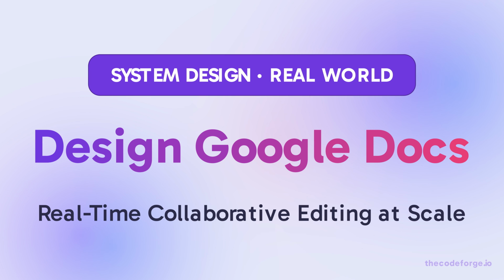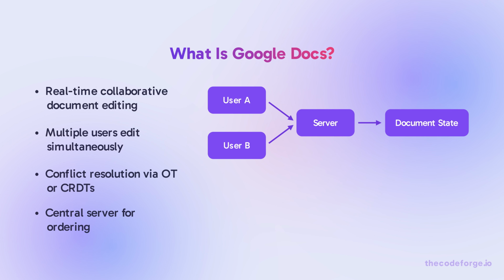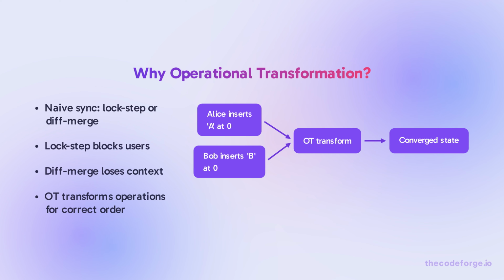Before we dig into that production issue, let's cover design Google Docs. Google Docs is a system that lets multiple users edit a document at the same time. The core challenge is handling concurrent edits without data loss. The solution is operational transformation, or OT, which transforms each operation against concurrent ones so all clients converge. Without OT, concurrent edits can cause data corruption.